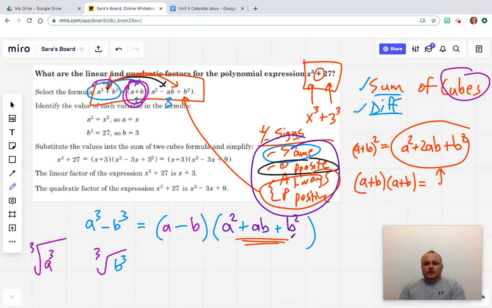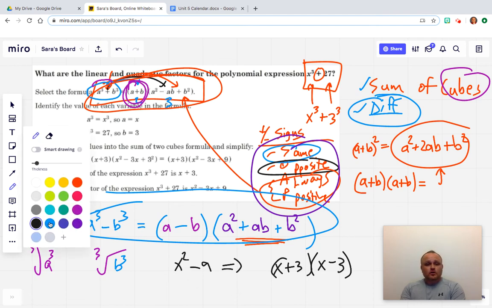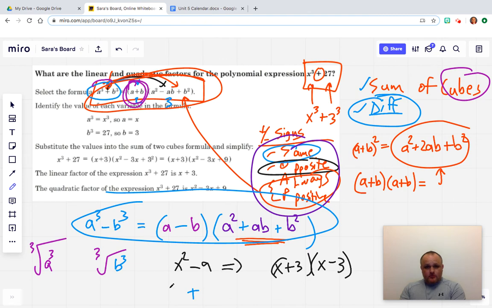From all this, I want to make sure that you understand. You have a sum of cubes, which is right here. You have a difference of cubes, which is right here. And then you have a difference of squares, like the difference between x squared and 9. And remember, this comes to x plus 3 and x minus 3. But you don't have a sum. The one that doesn't work, you don't have a sum of squares. Because again, there's no way that you can do this.